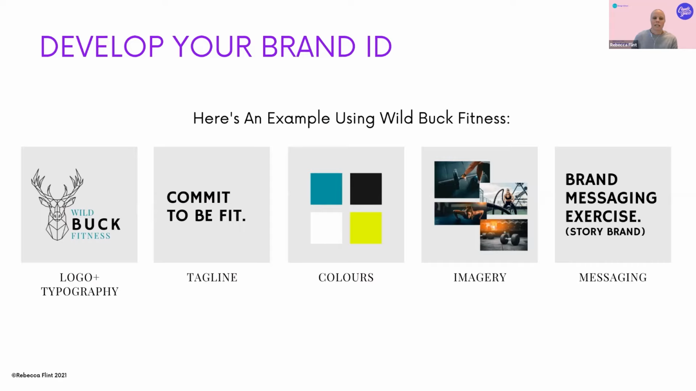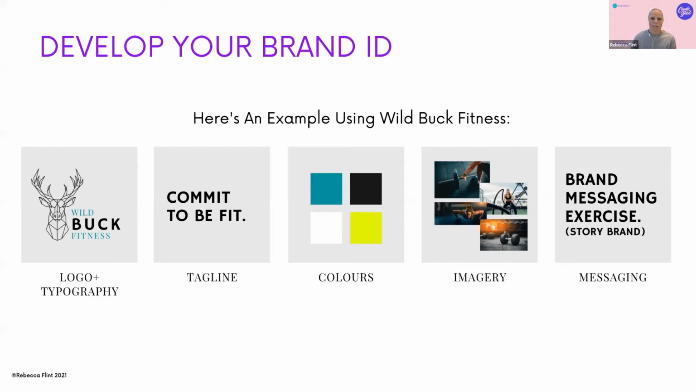On the left there, I've got the logo and typography. You can see that we've chosen 2 different fonts for the typography. We've got a sans serif font in the word box. Sans serif means no little flicks, and serif means the fonts with those little flicks. So we've got a combination of a sans serif and a serif font, combined with that beautiful deer logo. So we've got the logo and the typography as part of this brand identity makeup. Our tagline for this brand is commit to be fit. We have a very simple color palette with 4 colors.